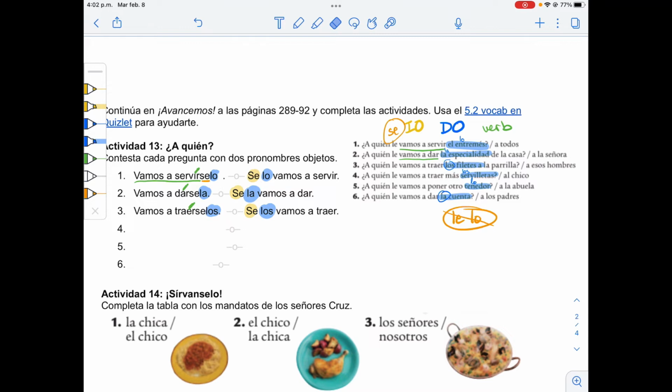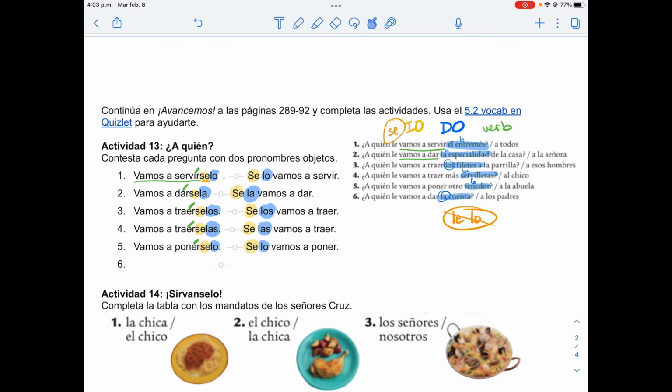Número cuatro is las servilletas. So, vamos a traerse las, again, accent, traerse las. Cuatro, put them out in front. Se las vamos a traer. So they can go on the front. They can go on the back. Número cinco, we have el tenedor, el otro tenedor. So that would give us a lo. We have se lo vamos a poner. You can put your vamos a poner wherever you want. But if you have it in front of your guys, those need to have an accent.